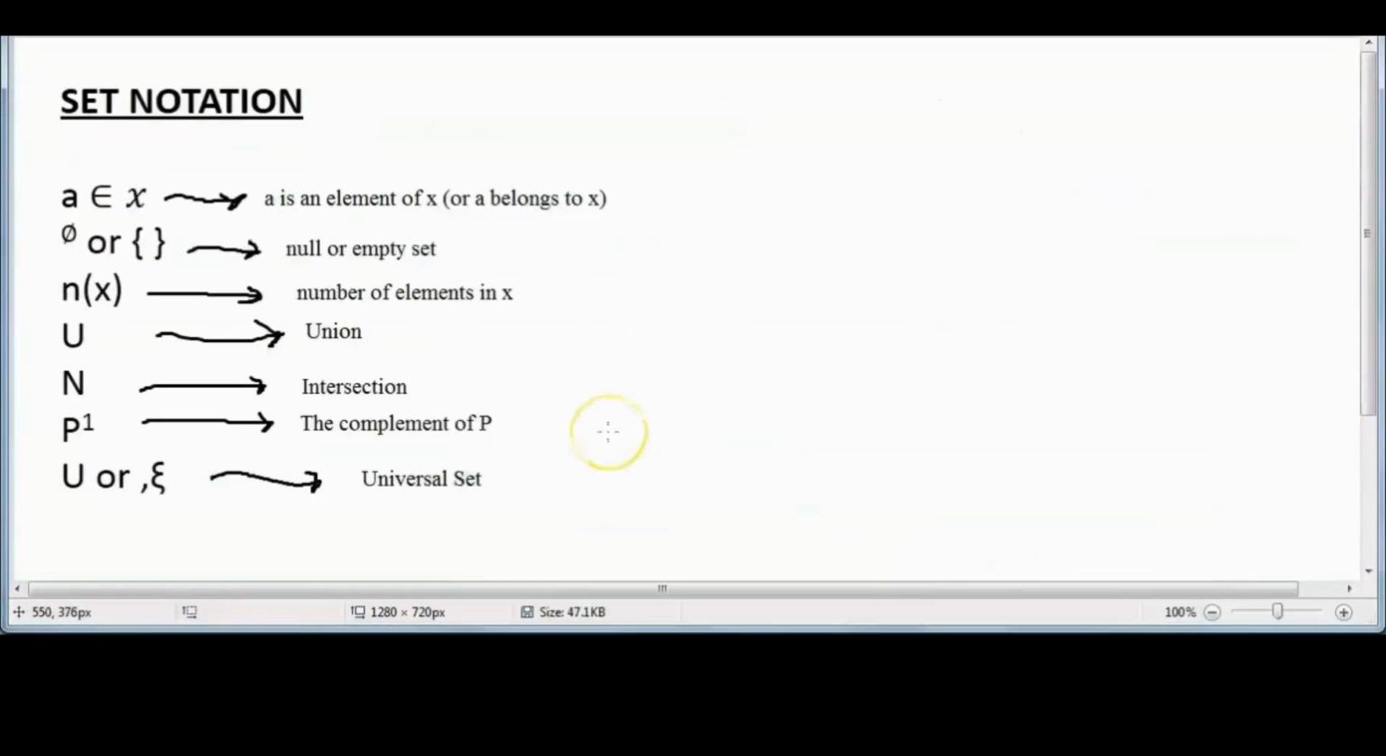Set notations. We end the lesson with a summary of set notations, most of which I have talked about in these previous lessons. This stands for A is an element of X, or A belongs to X. Null or empty set. Number of elements in X. Union. Sometimes it can also be used to refer to universal set. Intersection. Complement of P, universal set. You can use any of these two. These are the conventional notations.